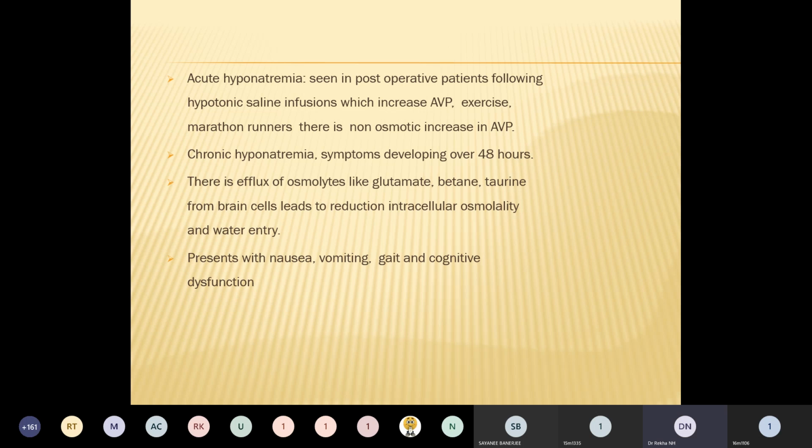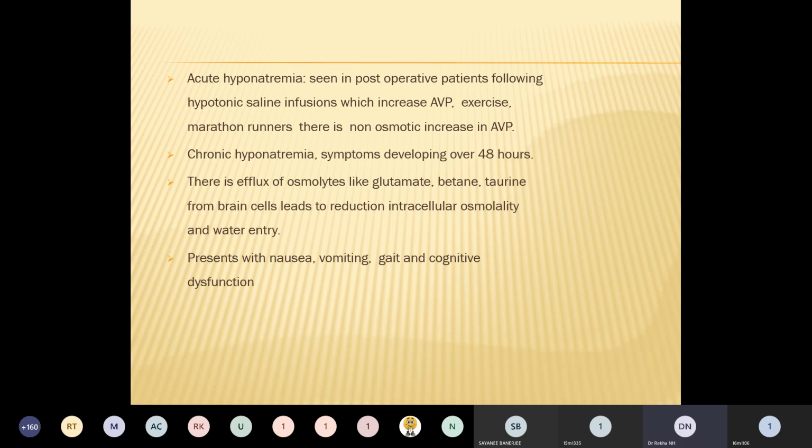Now, regarding the symptoms of hyponatremia developing over 48 hours, there is a late adaptation of the brain. There is a shift of fluid and an efflux of osmolytes like glutamate. In patients with hyponatremia, there is a transcellular shift of water into the brain cells, so the brain cell will get swollen and the patient will develop cerebral edema. This happens in acute hyponatremia.